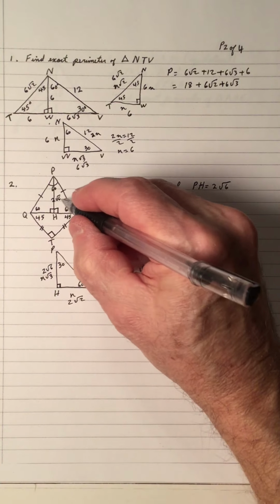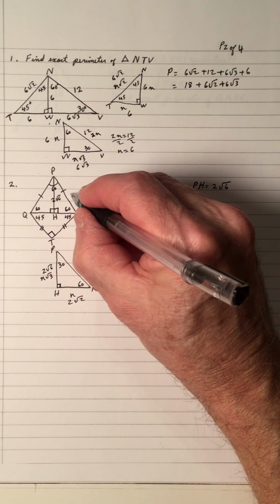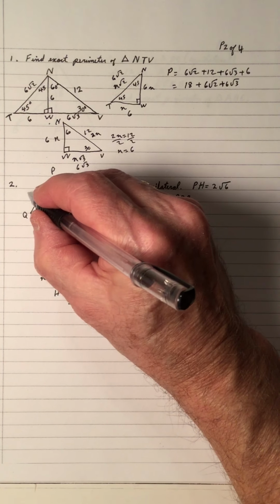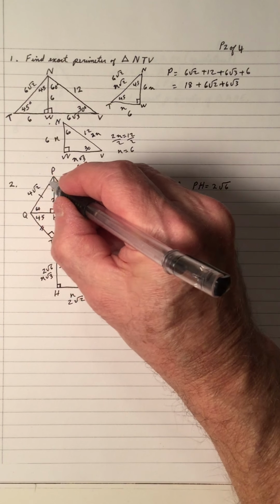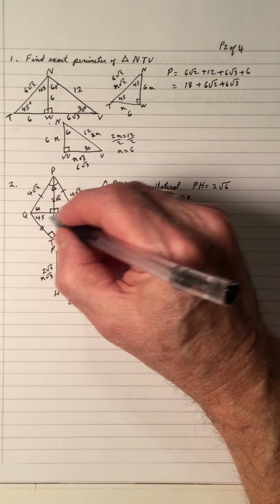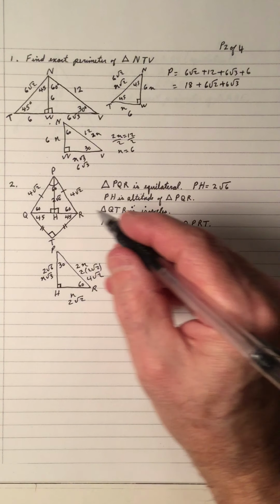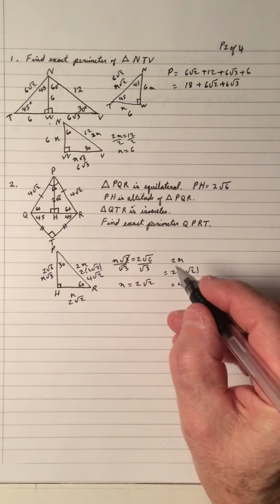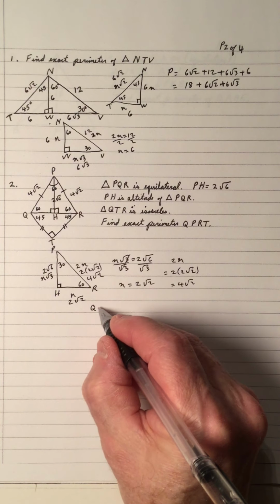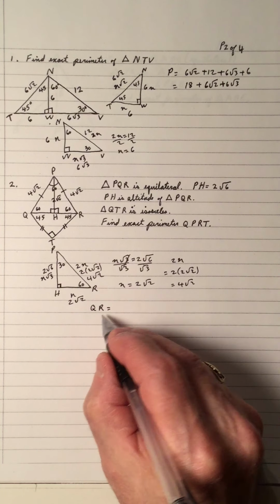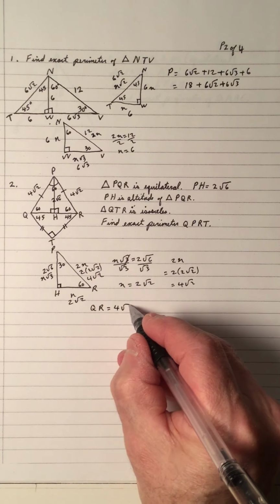So we have PR is 4 root 2. So that means this side is 4 root 2, because this is an equilateral triangle, all sides equal. So that means that QR is 4 root 2.